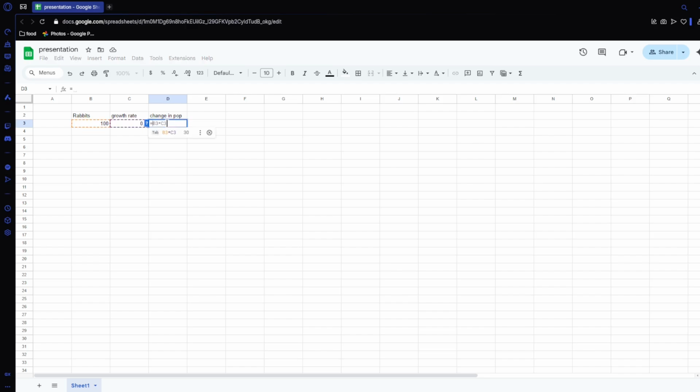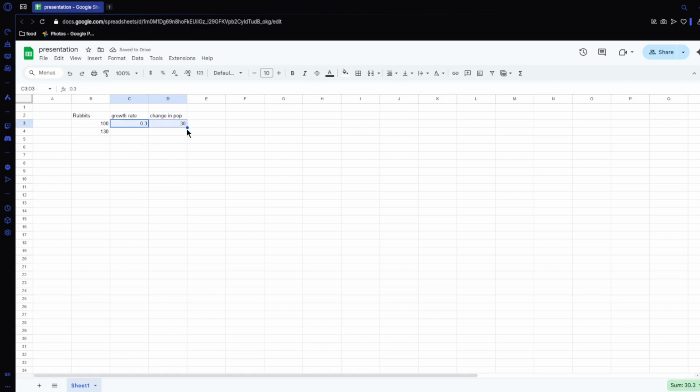As was already mentioned, we can model the change as just the product between rabbits and growth rate. Apparently, Google Sheets already wants to do that, so I will let it. So we see that the change in population for this particular time step is 30. So now we need to see how many rabbits we have at the beginning of the next time step. Well, we started with 100 and we gained 30, so we currently have 130.